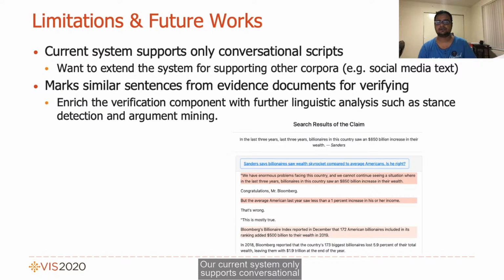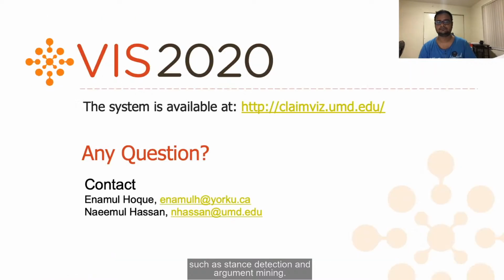Our current system only supports conversational scripts. In the future, we will extend our system for supporting fact-checking with other corpora, for example, social media text. Moreover, the verification component of the system identifies similar sentences using sentence similarity. We want to enrich it with further linguistic analysis such as stance detection and argument mining.